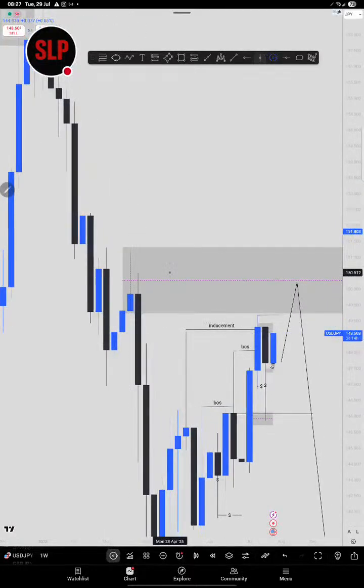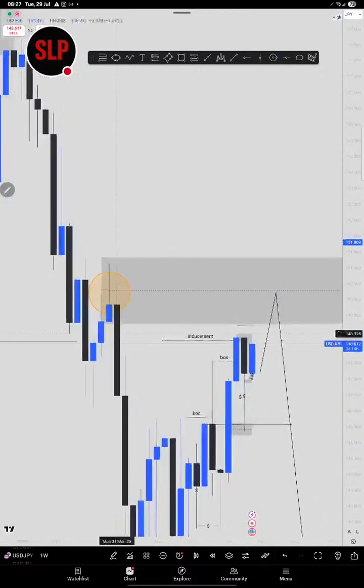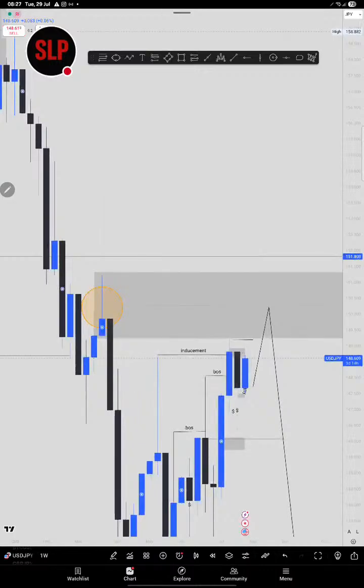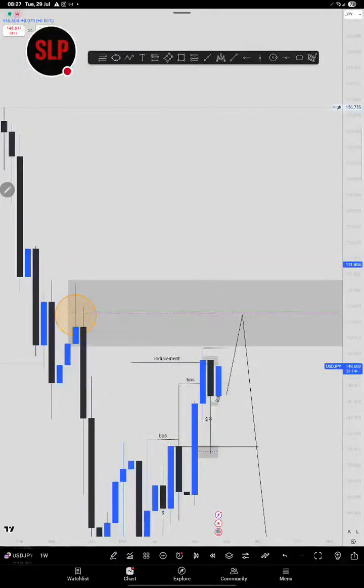thinking if price should come and retest and tap into the POI mainly, but we also have to make sure that we pay attention that this is the weekly time frame. After price takes out inducement, it's very possible that price will just give re-entry in lower time frame and continue the move. So what's this pullback?